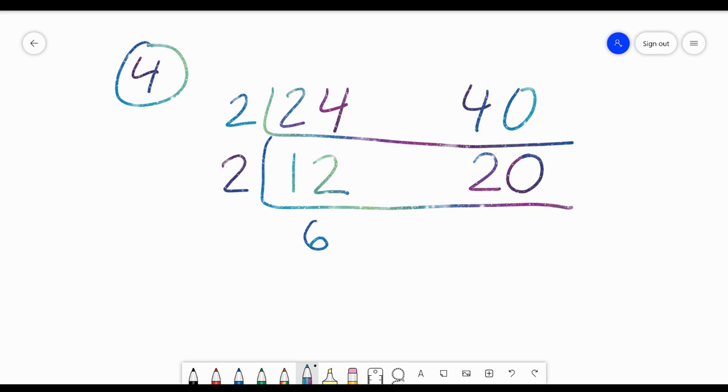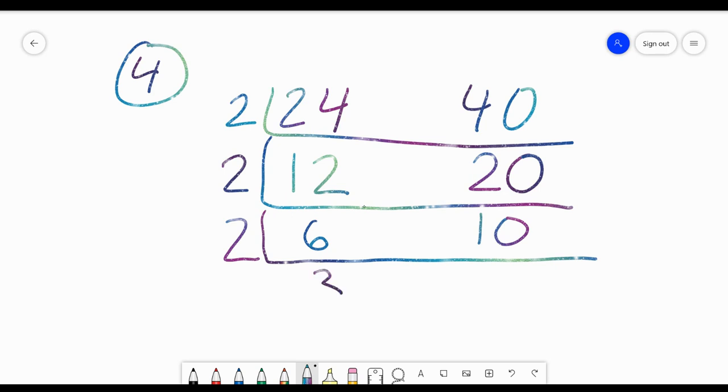Okay, 20 divided by 2 is 10. Welcome here, Mr. Zeke. Okay, now we can keep going again, because 6 and 10 can be divided by 2 as well. So we have 6 divided by 2 is 3, and 10 divided by 2 is 5. Okay, no mistakes this time.